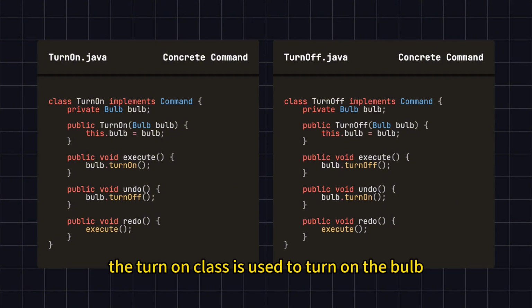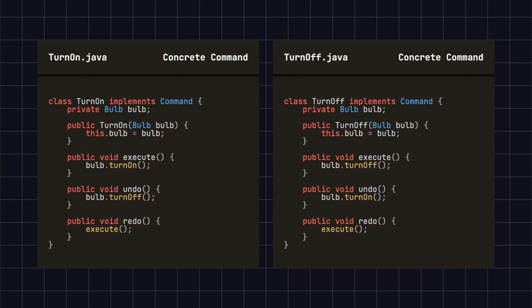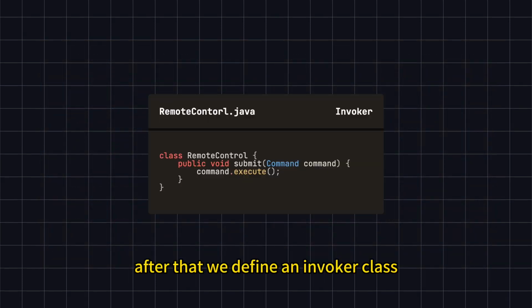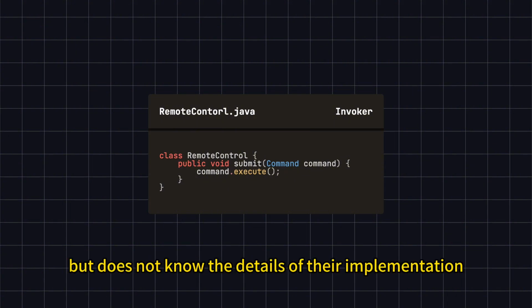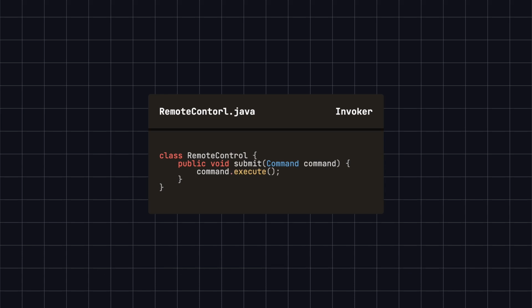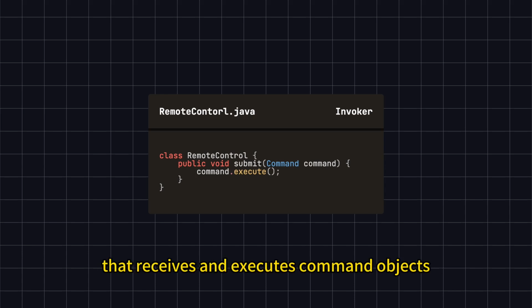The turn on class is used to turn on the bulb, and the turn off class is used to turn off the bulb. After that, we define an invoker class, here the remote control, which is responsible for invoking commands but does not know the details of their implementation. The remote control class has a submit method that receives and executes command objects.